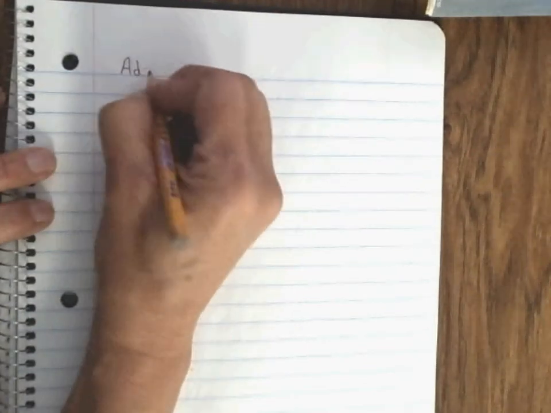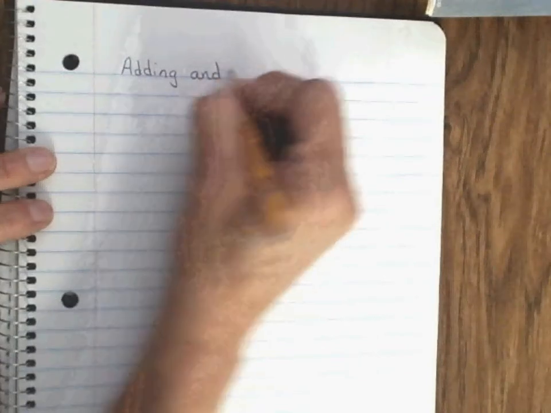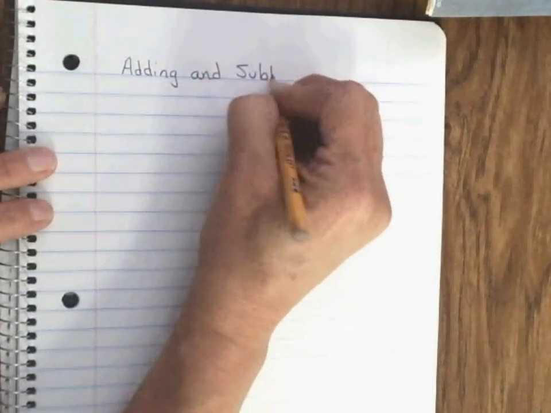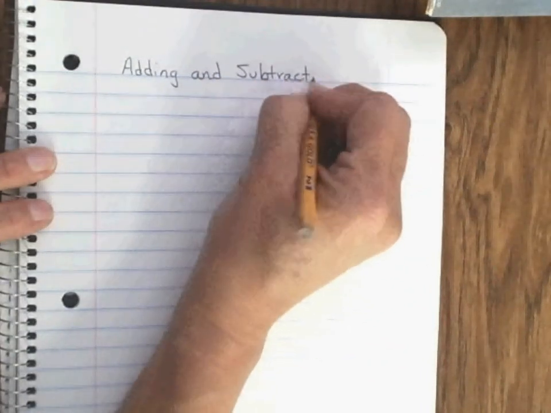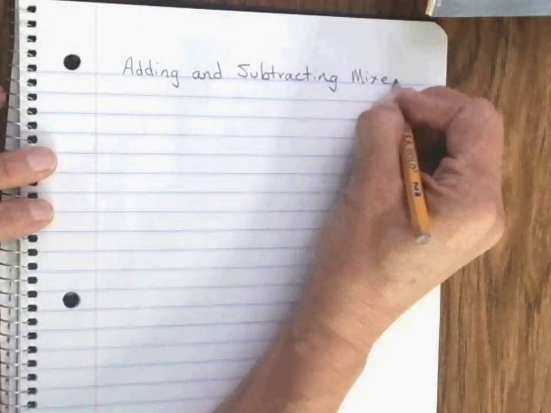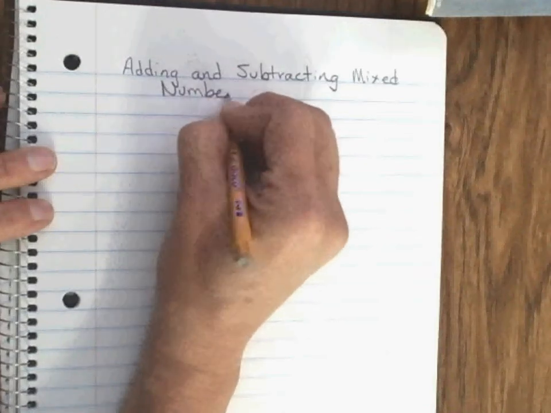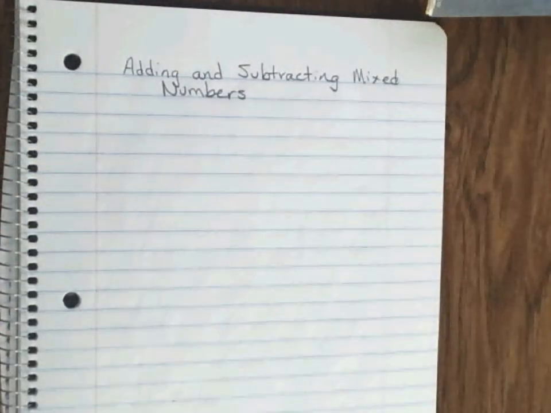Okay, class, moving right along. We are now going to be adding and subtracting mixed numbers. Remembering from our vocabulary yesterday, a mixed number has a whole number part and a fractional part.